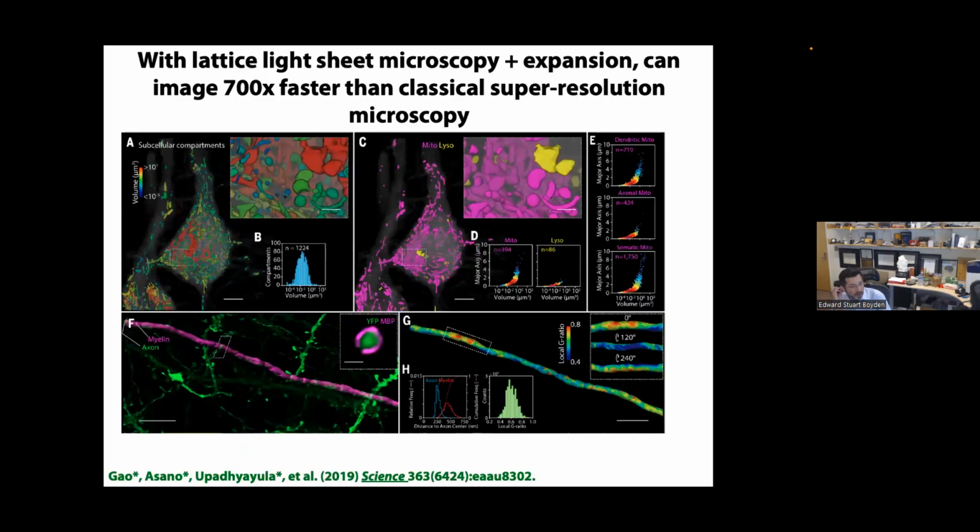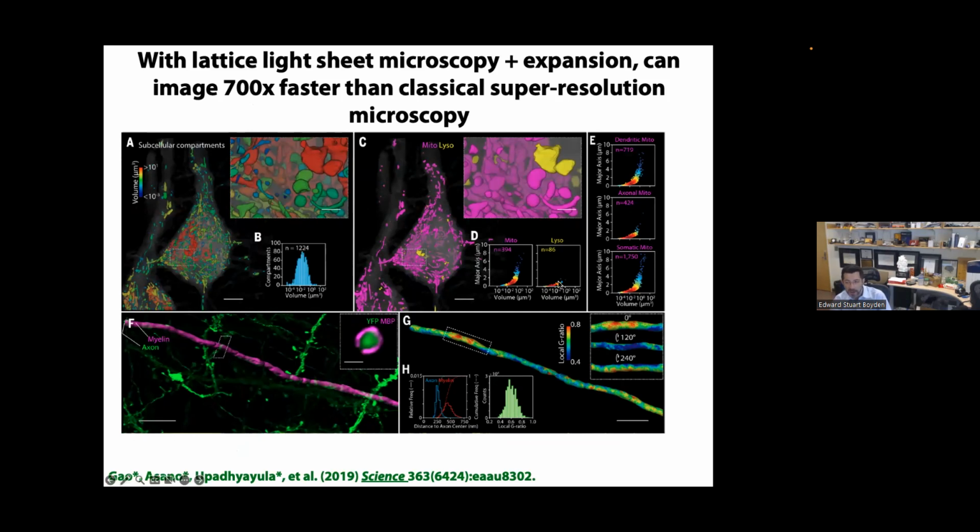We're working with Eric Betzig, another super resolution pioneer. We use one of his light sheet microscopes called a lattice light sheet microscope. And what we found is that if you expand and then image on that microscope, you could go nearly 1,000 times faster than a classical super resolution technique.